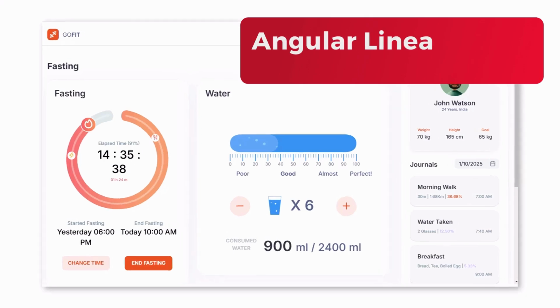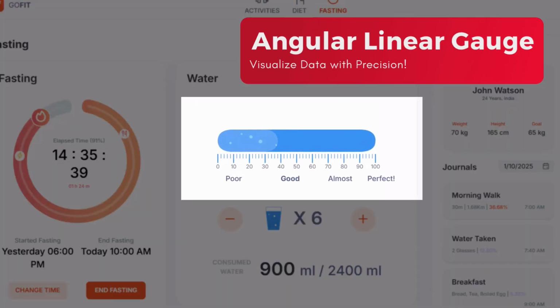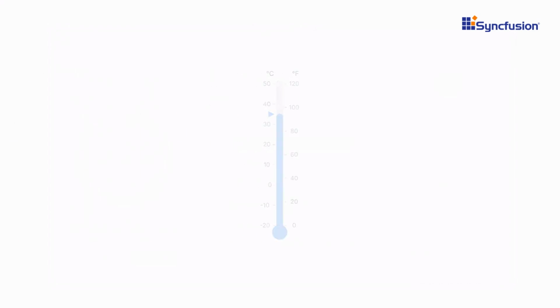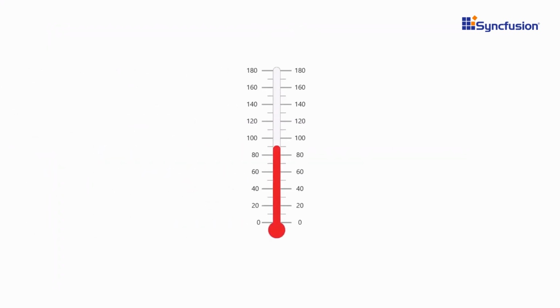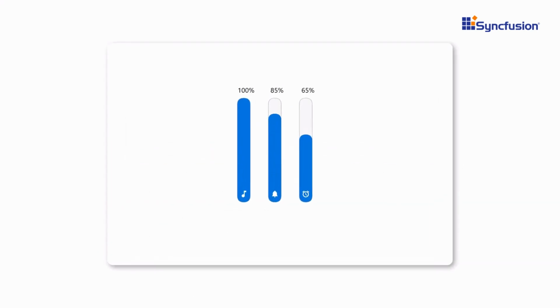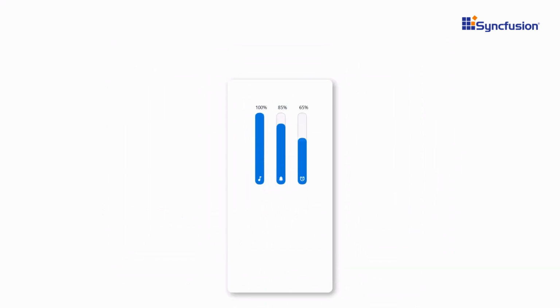Are you looking for an easy and flexible way to display numbers on a linear scale? Whether it's a thermometer, speedometer, or progress tracker, Syncfusion's Angular Linear Gauge has you covered. First, let's talk about customization. You can position the gauge vertically or horizontally, making it super adaptable to any layout. Perfect for desktops, tablets, or mobile screens.